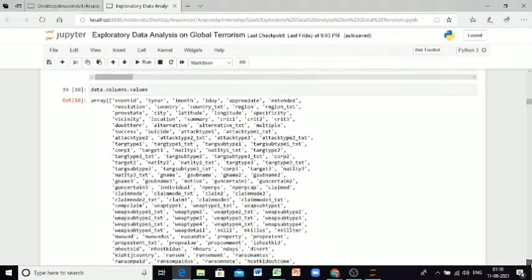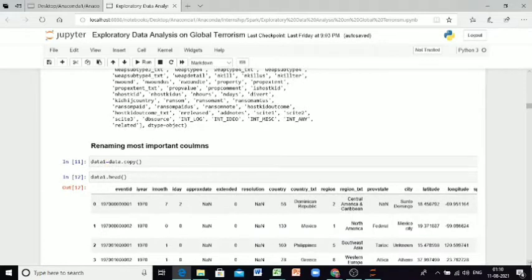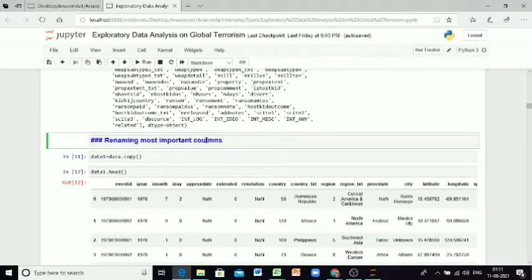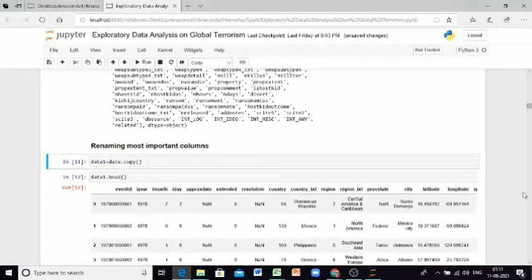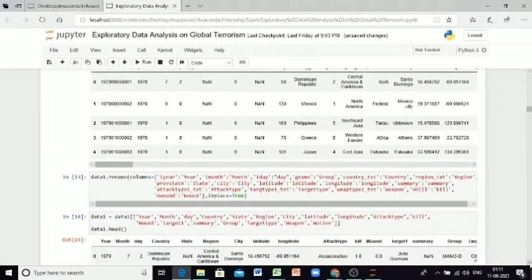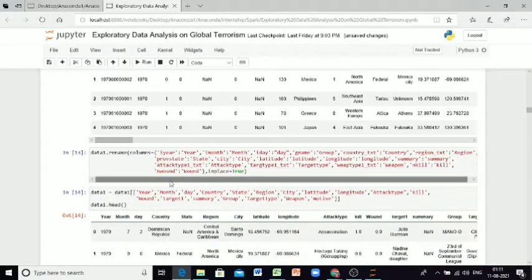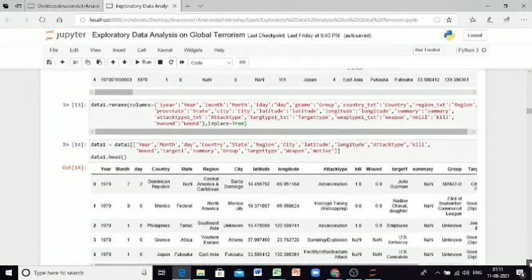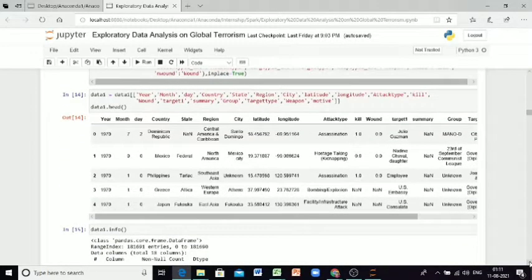And after that we are renaming each feature with a different name. Most important columns we are renaming with a different name. After renaming we are checking the data set, and again we are checking the data info.